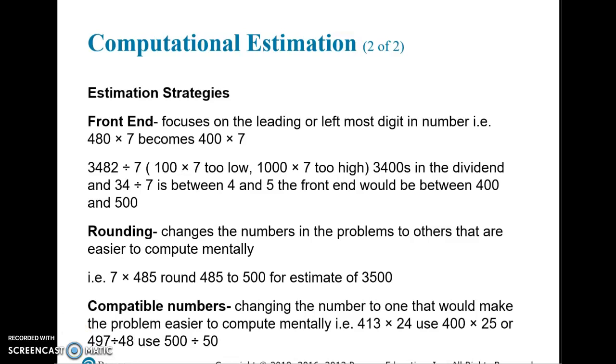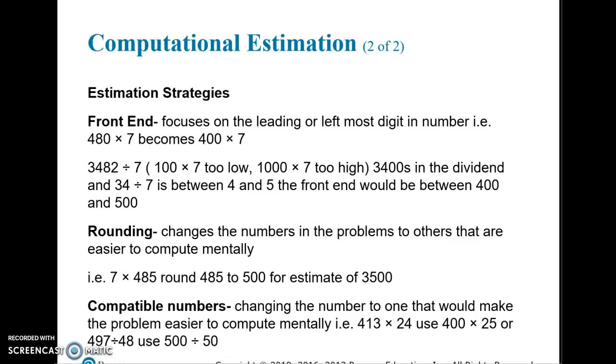Rounding. This method is a way of changing the numbers in the problem to others that are easier to compute mentally. In multiplication, students can either round one number or both. Compatible numbers. This method refers to changing the numbers to ones that would make the problem easier to compute mentally. This strategy is used in division by adjusting the divisor or dividend to close numbers.